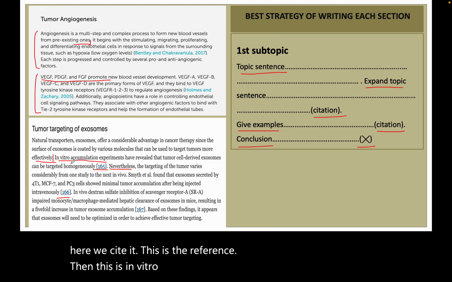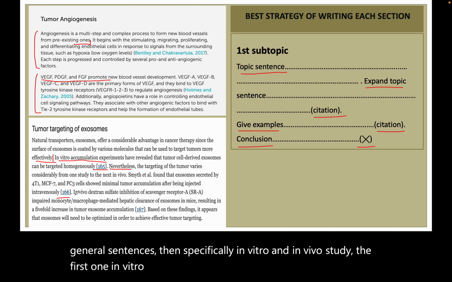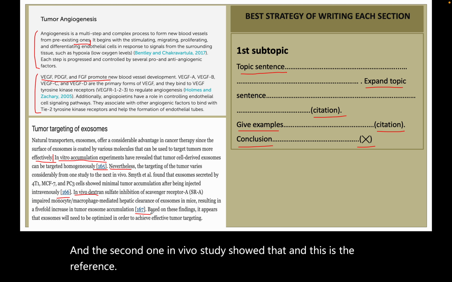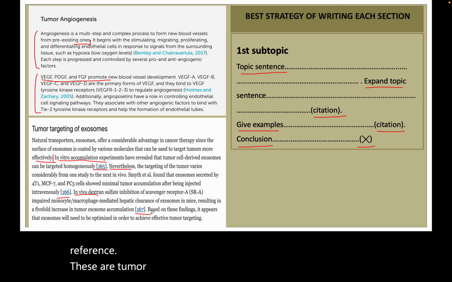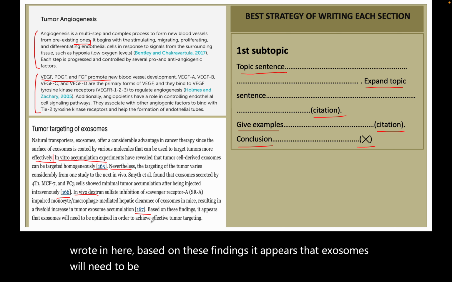Then this is in vitro. The first one, we wrote the general sentences. Then specifically, the in vitro and in vivo studies. The first one in vitro and the second one in vivo study showed that. And this is the reference. These are about tumor targeting of exosomes. So, in conclusion, what we wrote here is: based on these findings, it appears that exosomes will need to be optimized in order to achieve effective tumor targeting.